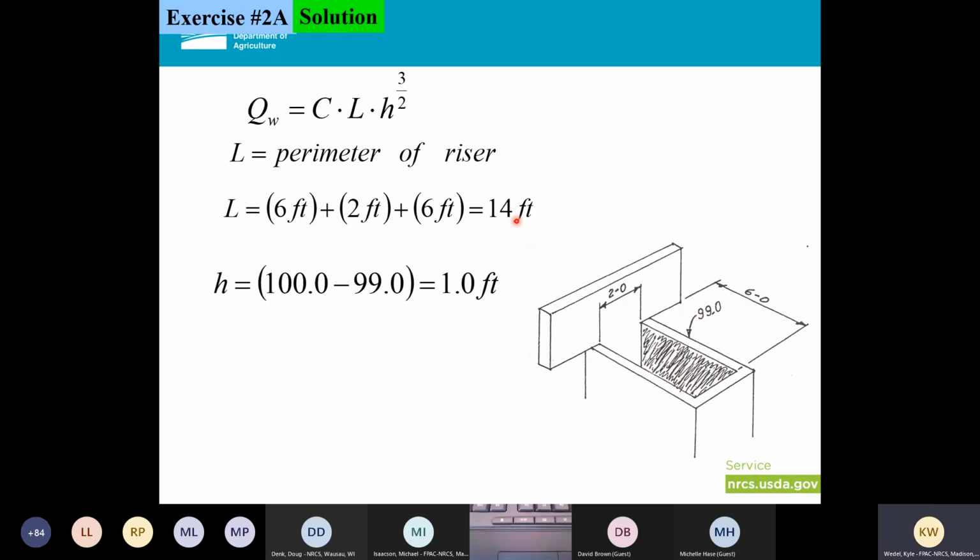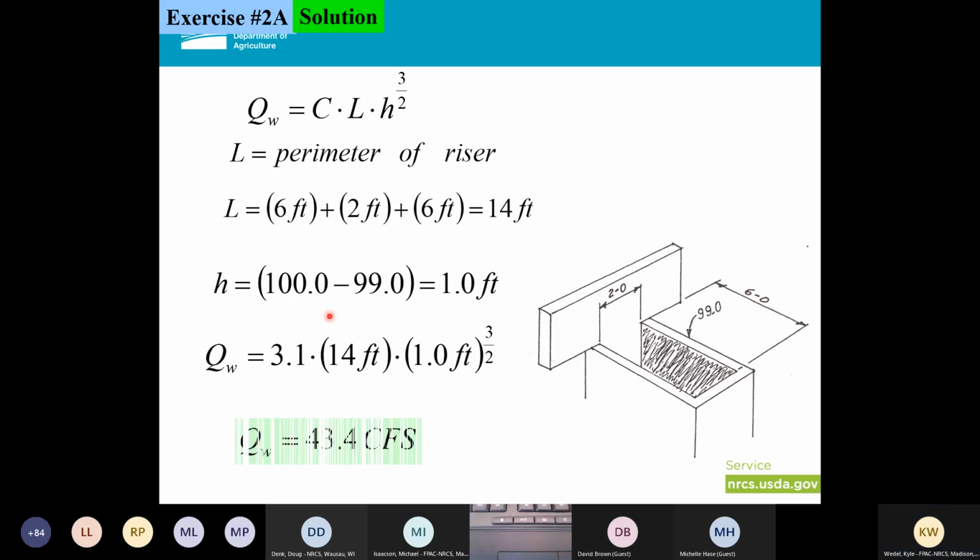And then I'm going to calculate my head. We know the top of the structure here is at 99, and my water surface elevation is at 100. So I'm going to take 100 minus 99 to get 1 foot of head. And I was given C. So now I know my L, my H, and C, and I plug those into my equation, and I come up with 43.4 CFS.